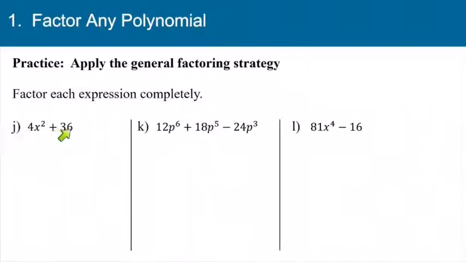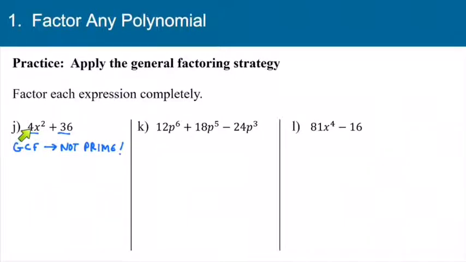So I noticed that 4 goes into both of these numbers. Let's factor out the GCF 4. Remember, if we have a GCF, that means our problem is not prime. Don't write prime here because we are about to get a GCF out of this.